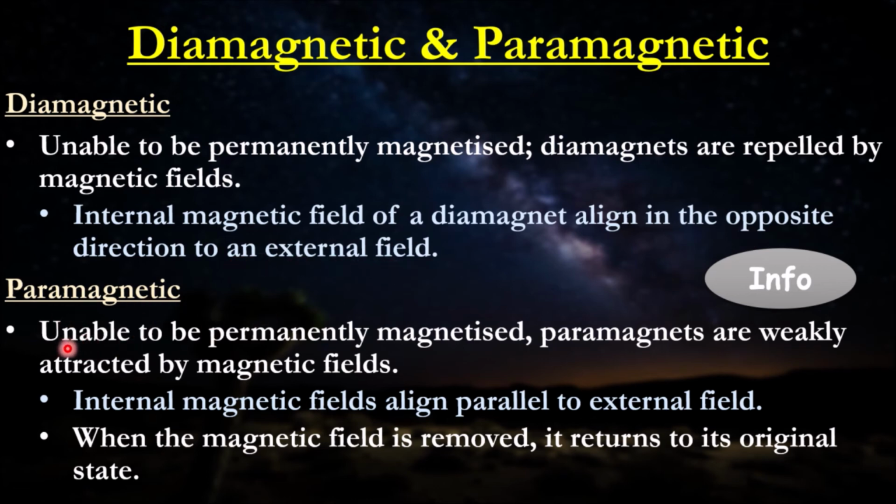Paramagnets are unable to be permanently magnetized. They have relatively weak attractions with the external magnetic field. Their own internal magnetic field aligns parallel with the external field. When the magnetic field is removed, it returns to its original state. So both diamagnets and paramagnets don't have a permanent magnetization. We said that for ferromagnets, once it's magnetized, it will stay magnetized. That's not the case for diamagnets and paramagnets.